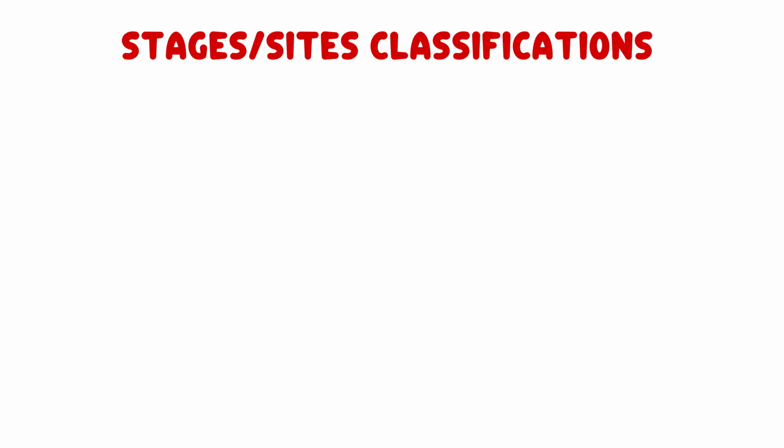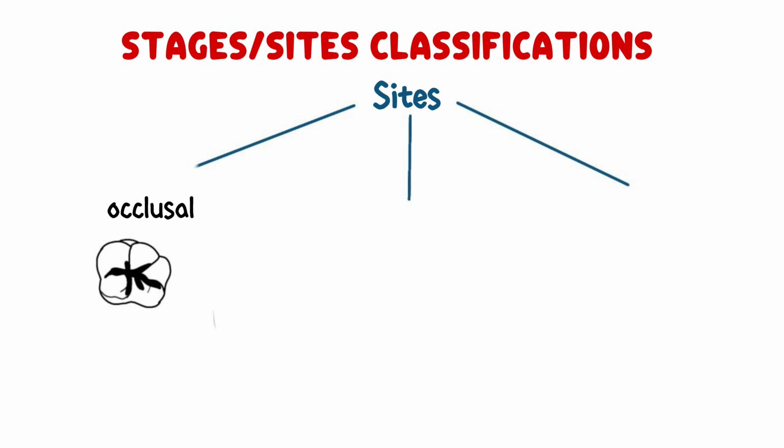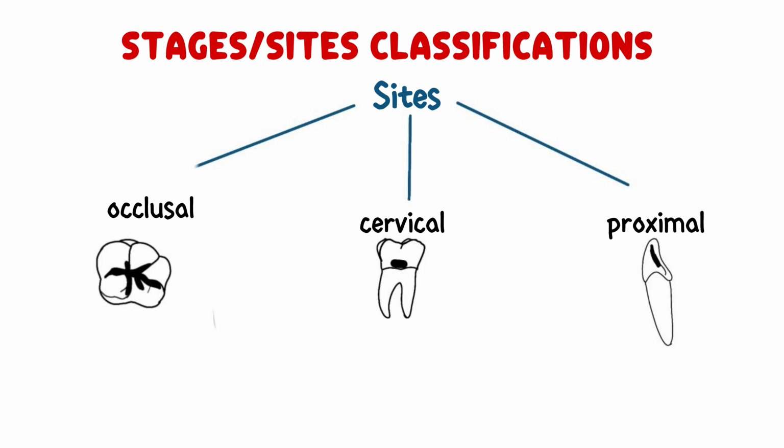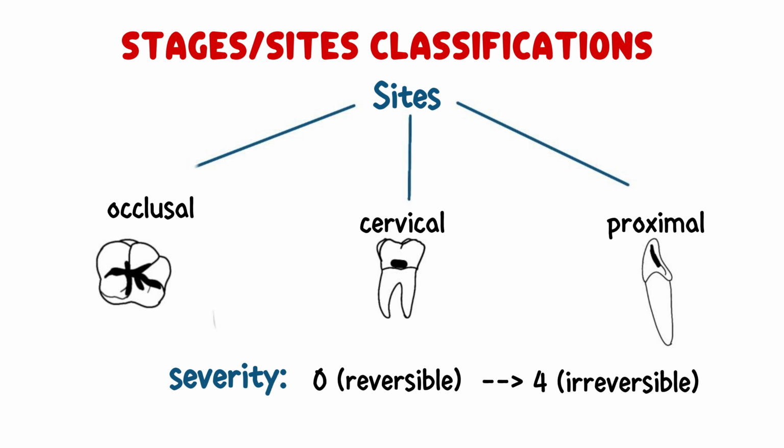Modern classifications also take into account the stages and sites of the lesion. Caries can be categorized based on where they occur on the tooth: occlusal, proximal, or cervical, and the severity of the lesion, ranging from reversible as stage 0 to irreversible damage as stage 4.